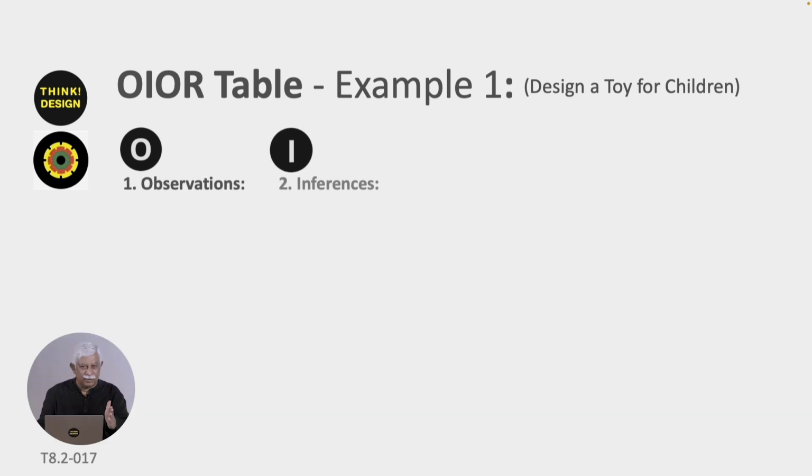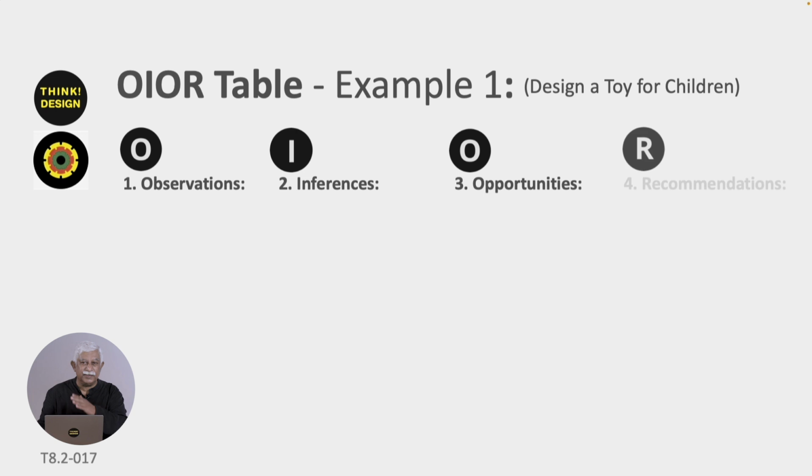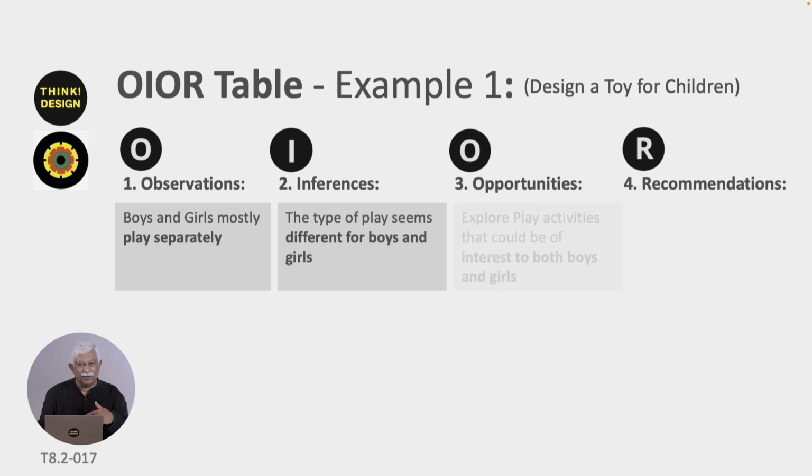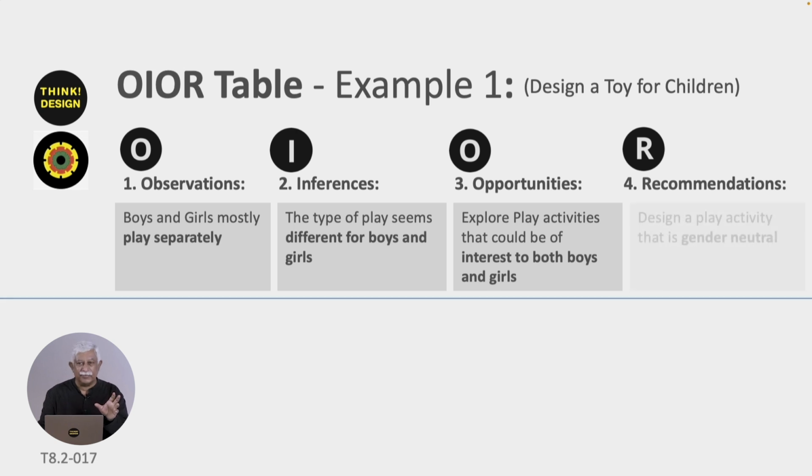Observations, inferences, opportunities and recommendations. Let us look at the first observation. Okay. The first observation is that the boys and girls mostly play separately. So, what could be the inferences? The type of play seems different for boys and girls. Okay. Is it an opportunity for design? Yes. So, you could explore play activities that could be of interest to both boys and girls, and the recommendation for design is that design a play activity that is gender neutral.